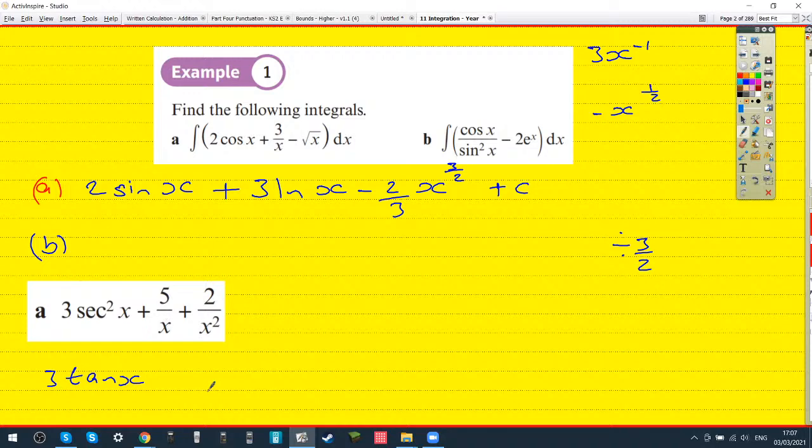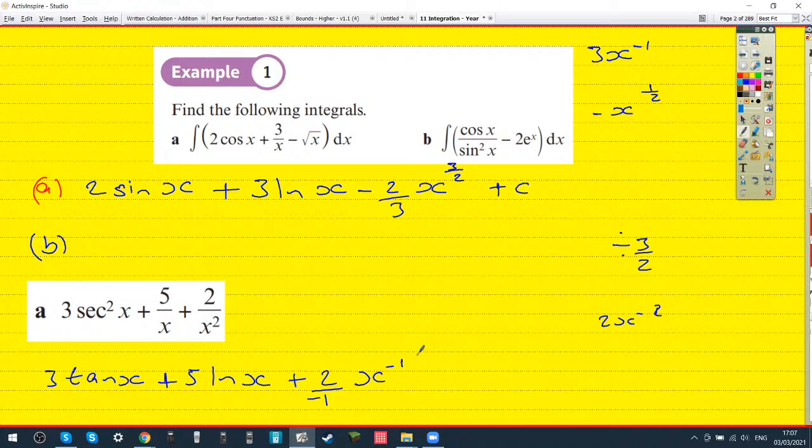That's the same as 5x to the -1. So plus 5 ln x. And that is the same as 2x to the -2. So 2x to the -1 over -1. So, 2 over -1. That's x to the minus 1. And you could simplify it. I think you'll be alright.